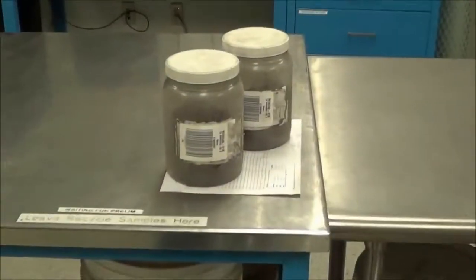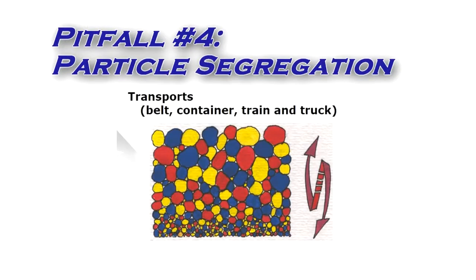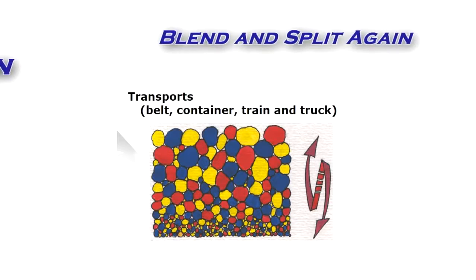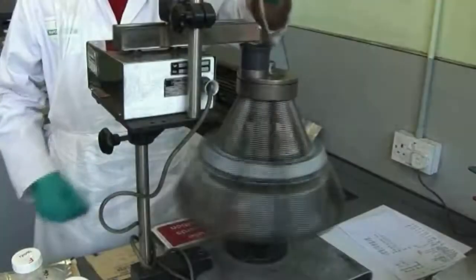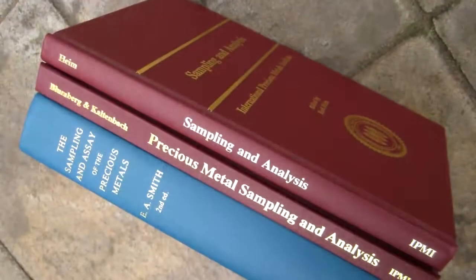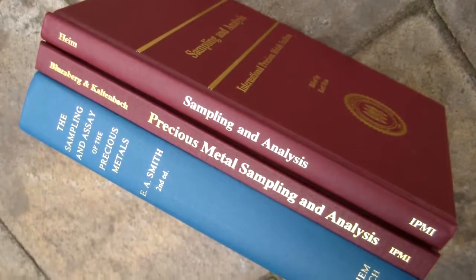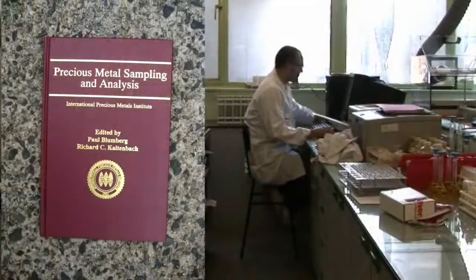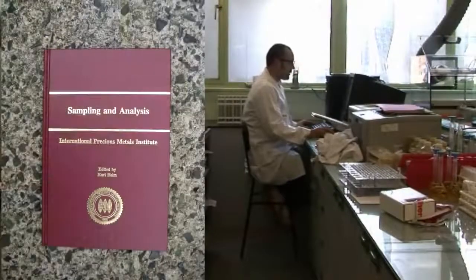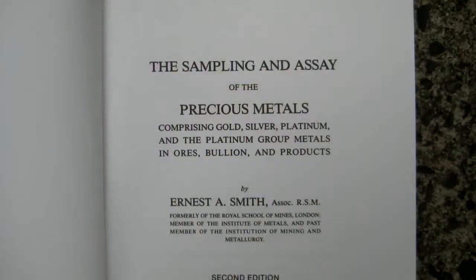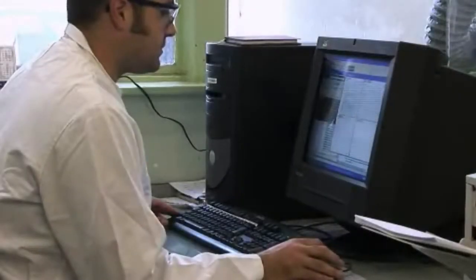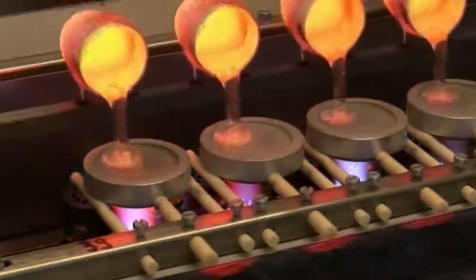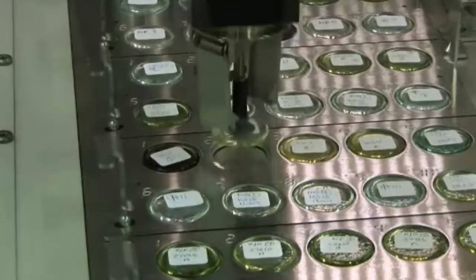When samples reach the assay lab, they may have segregated, so the test sample should also be blended again and split properly. The IPMI recognizes the importance of this technology to the precious metals community and has published and made available several books on this subject. The Sampling and Analysis Committee of the IPMI also publishes guidelines in this field. Our next videos will be on the various analytical techniques.